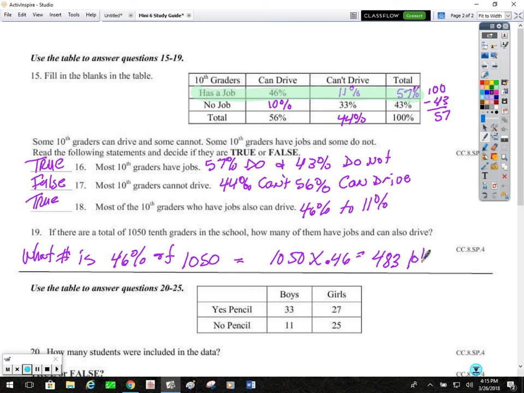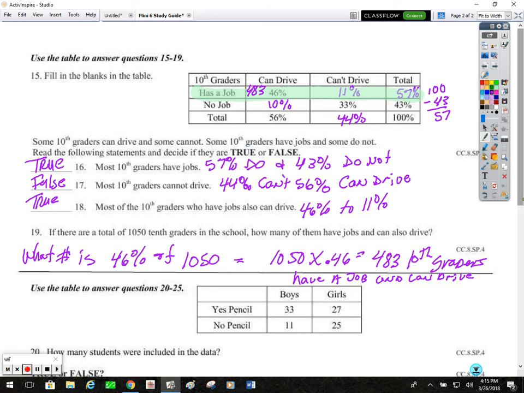483 10th graders have a job, and let's back this up. 483 10th graders have a job and can drive. Okay, so that actually would be this number right here, 483.